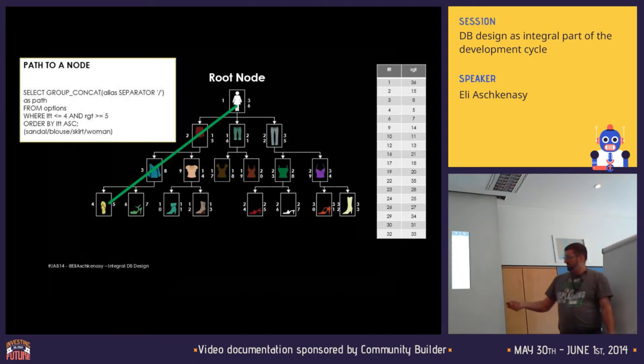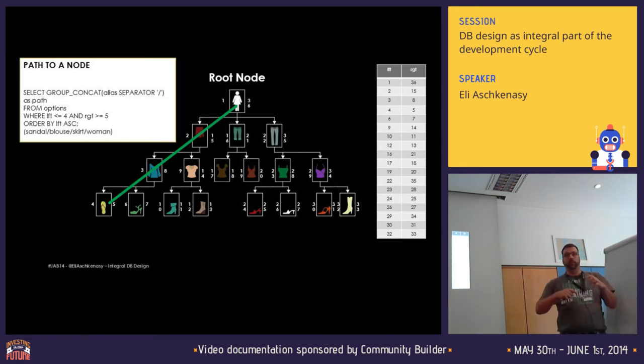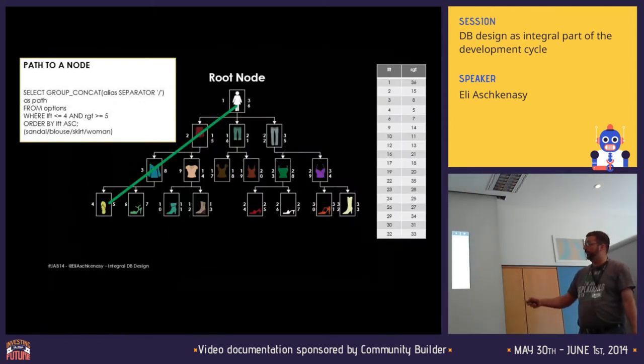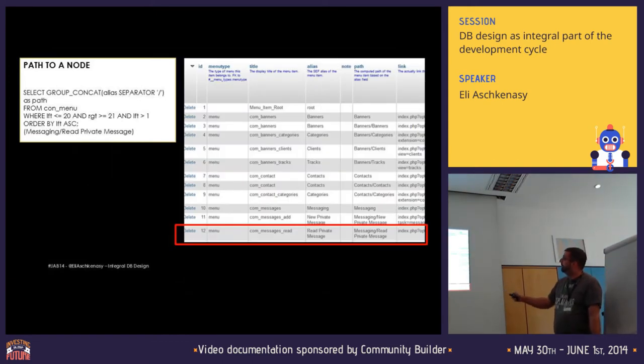So in this instance, of this illustration, if we want to have the actual path printed out exactly as we have it in the database with the slashes, select group concat. Group concat does precisely that on a table, on an array, or a result set. So concat everything with a separator of a slash, whatever you want this to be. So if we have this, oh, here we go. Where is path? The computed path of the menu item based on the alias field.